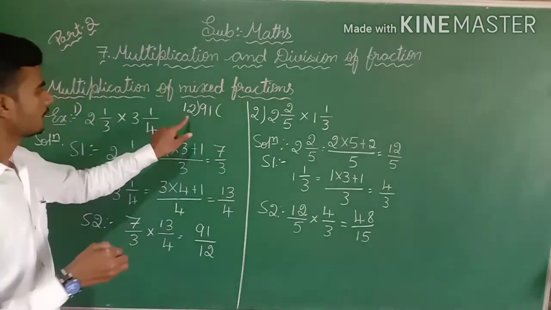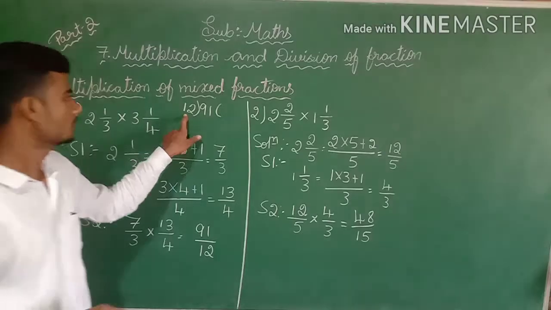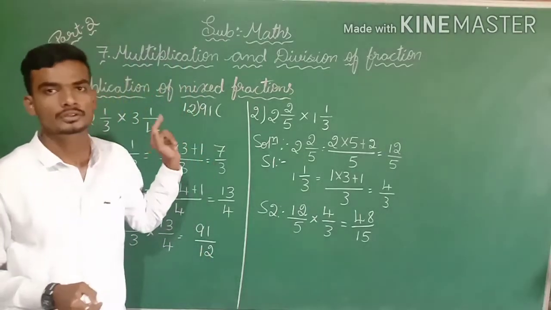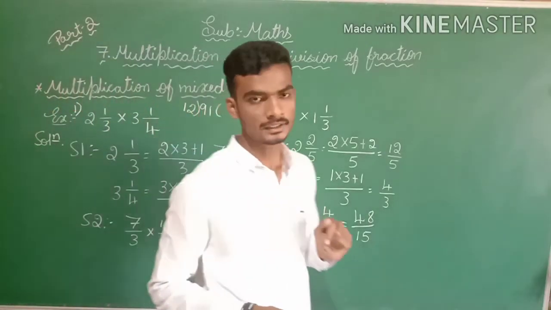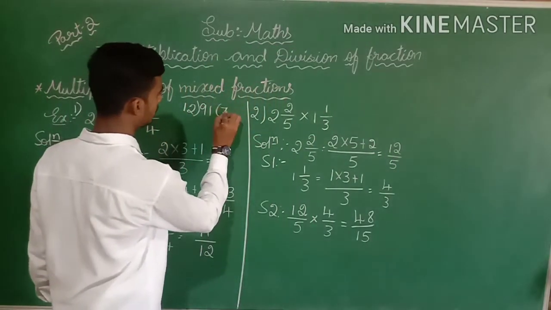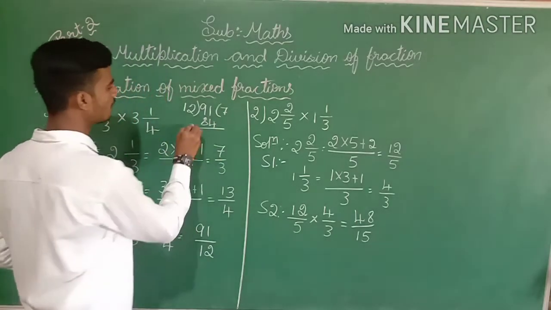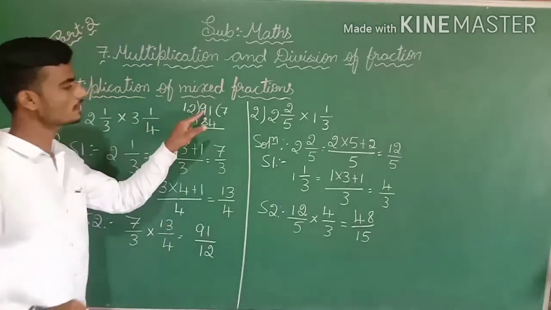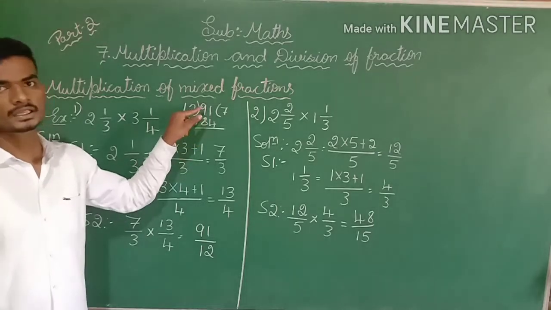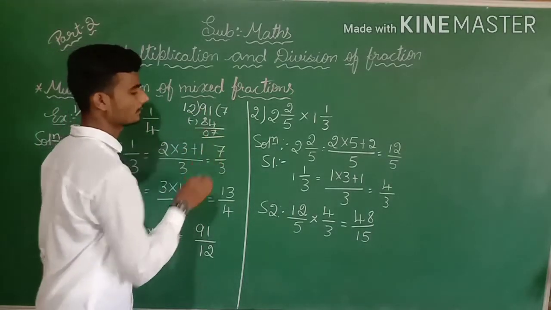See here, in 12 tables will you get 91? No, you will get 84. 12, how much are 84? 12 sevens are 84. Then after this, what do you have to do here? You want to subtract 84 from 91. Then you will get the answer here as 7.